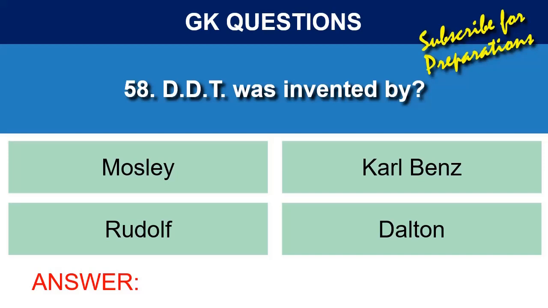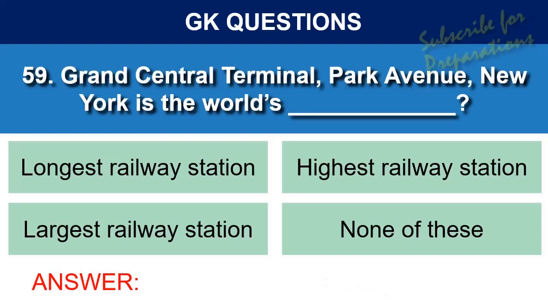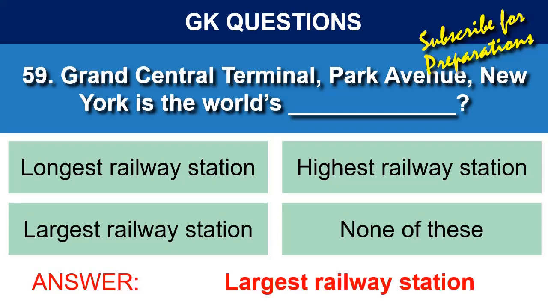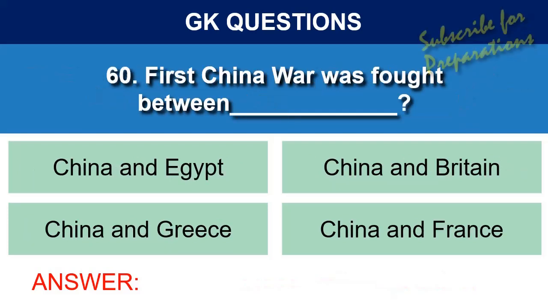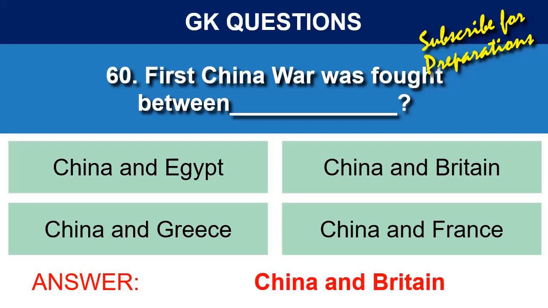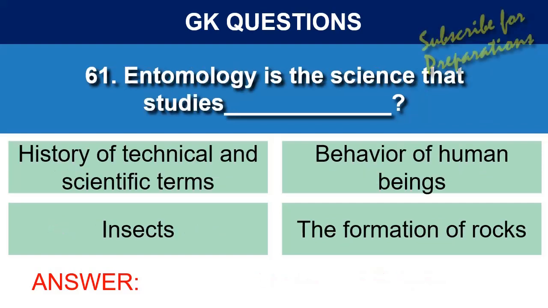DDT was invented by Mosley. Grand Central Terminal, Park Avenue, New York, is the world's largest railway station. First China war was fought between China and Britain. Entomology is the science that studies insects.